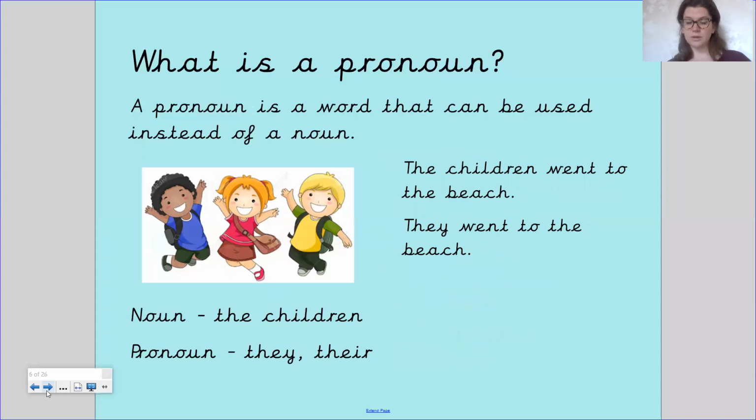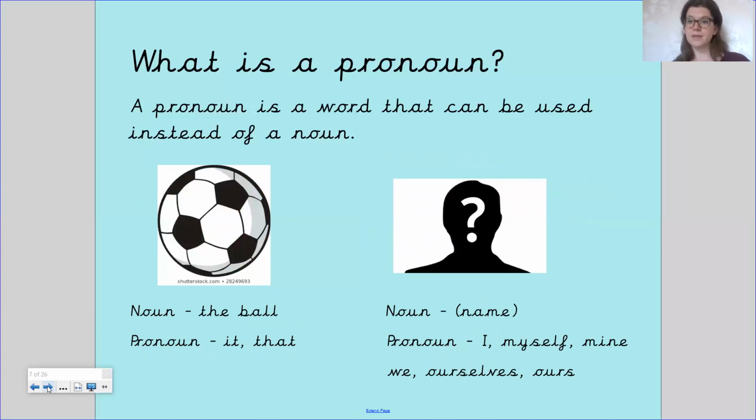We can have plurals. So this group are the children, that is the noun, children. But instead of always saying children, we can replace that with the pronoun they. The children went to the beach, or they went to the beach. Okay, and lastly, objects are nouns. So the ball is a noun, camera is a noun, but we could replace those nouns with the words it or that, and those are the pronouns.